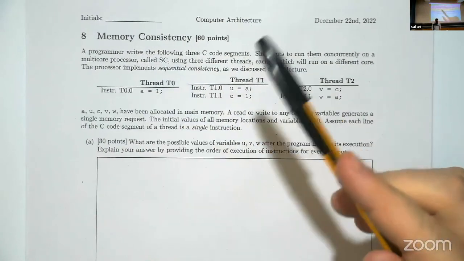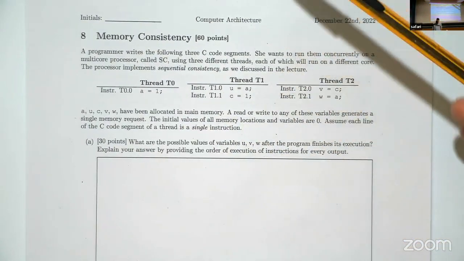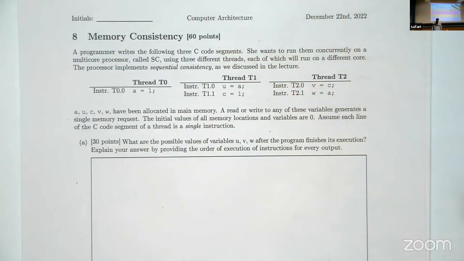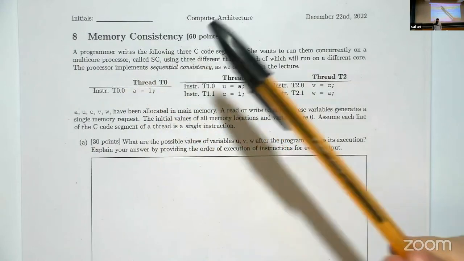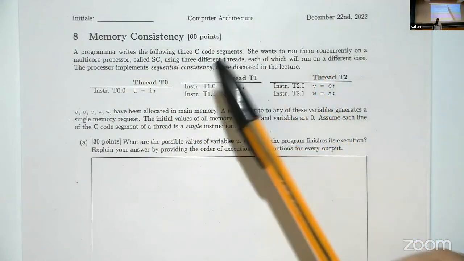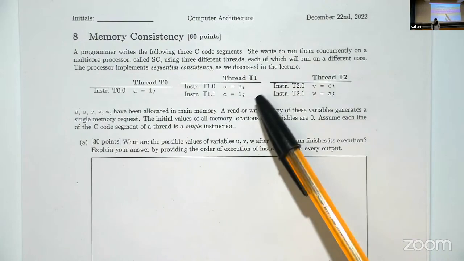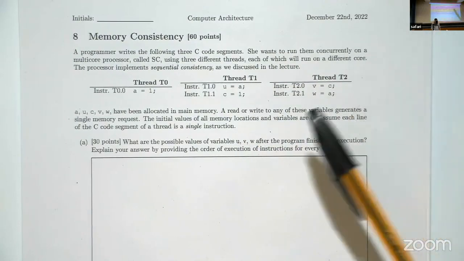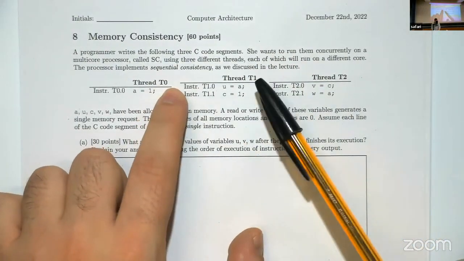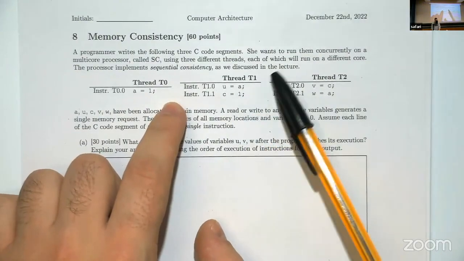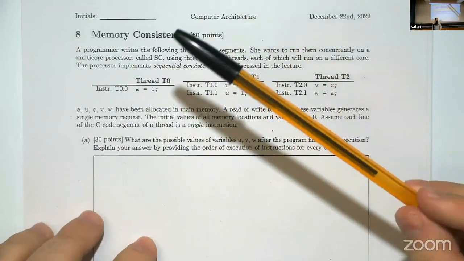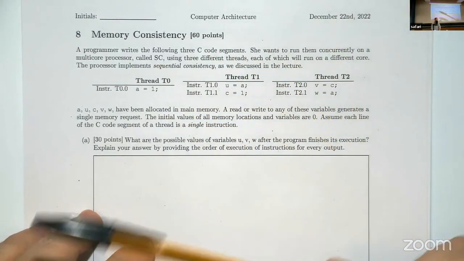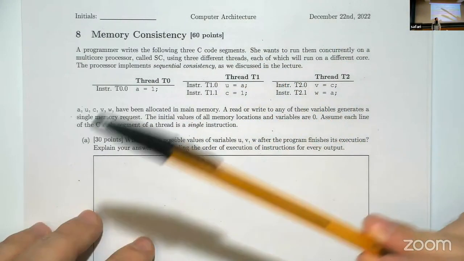Okay, this is the memory consistency question. A programmer writes the following 3 C code segments. She wants to run them concurrently on a multi-core processor called SC using 3 different threads, each of which will run on a different core, and the processor implements sequential consistency as we discussed in the lecture. Does anyone remember what sequential consistency is? Because we need it for this exercise.